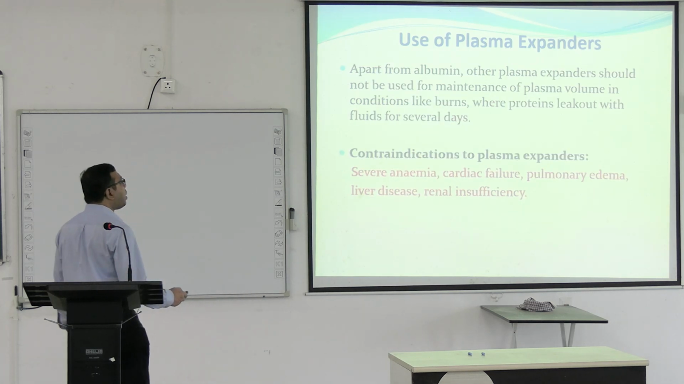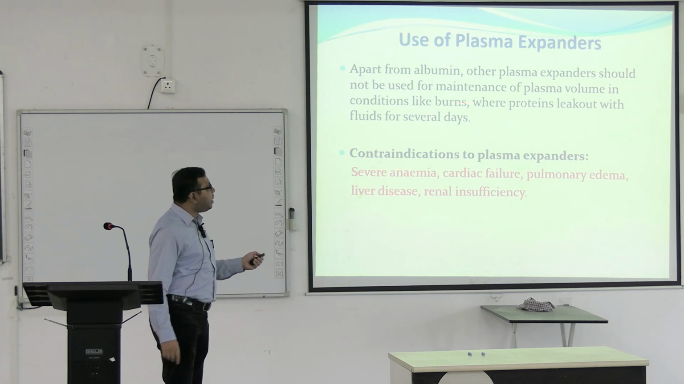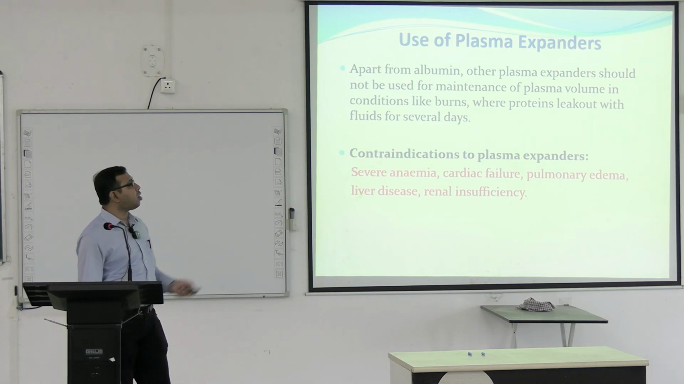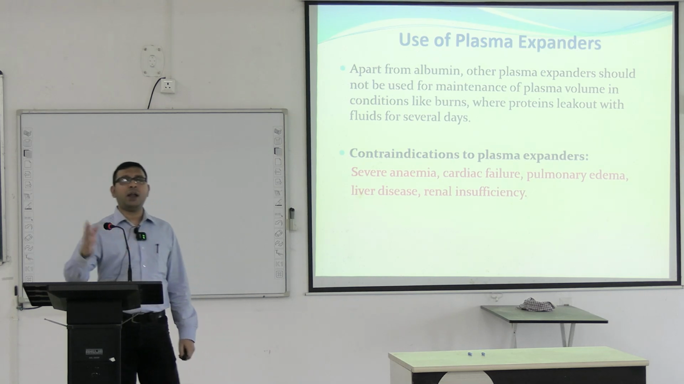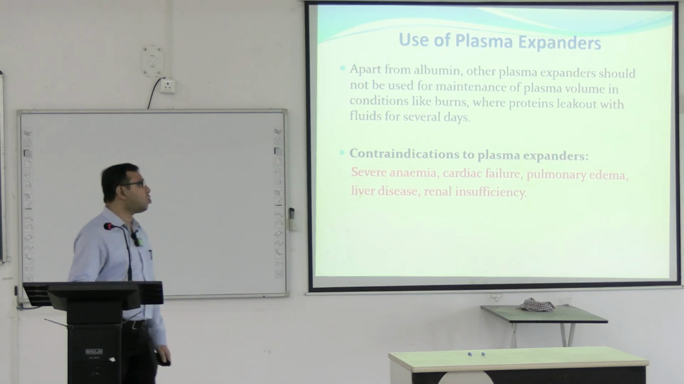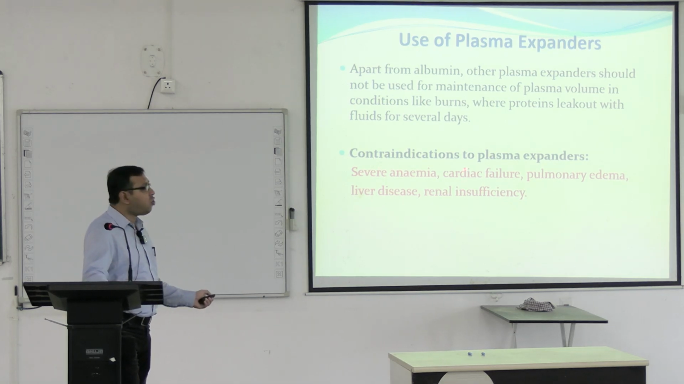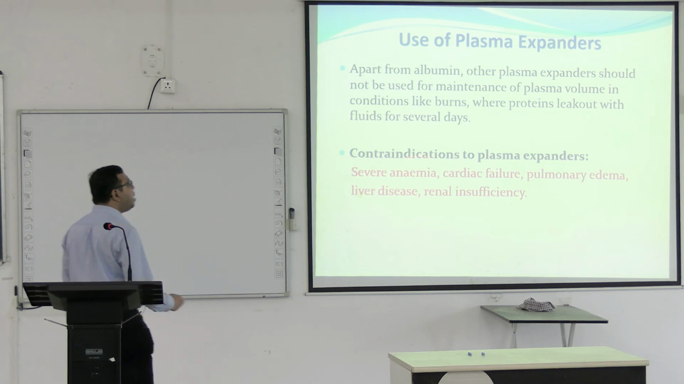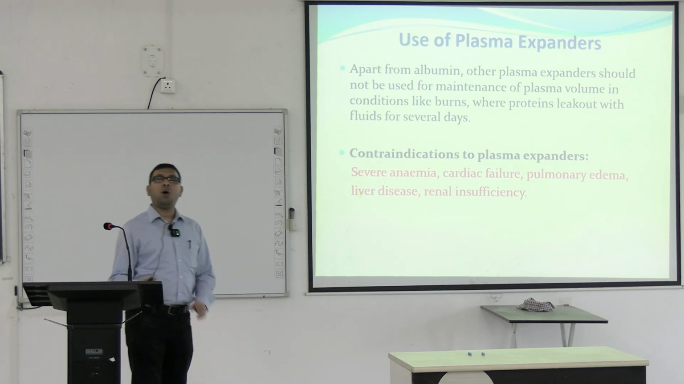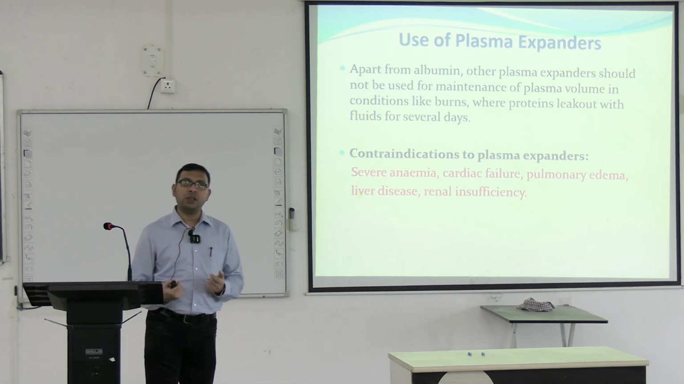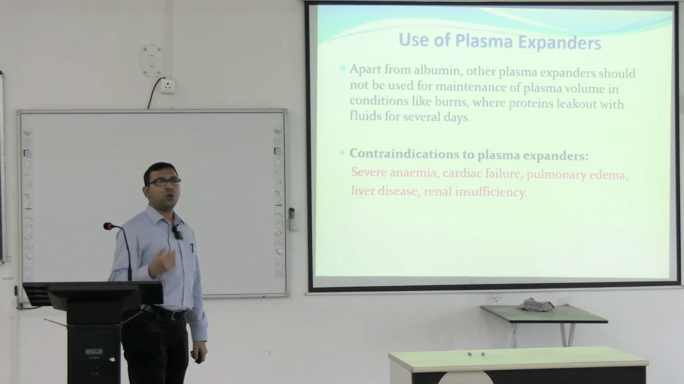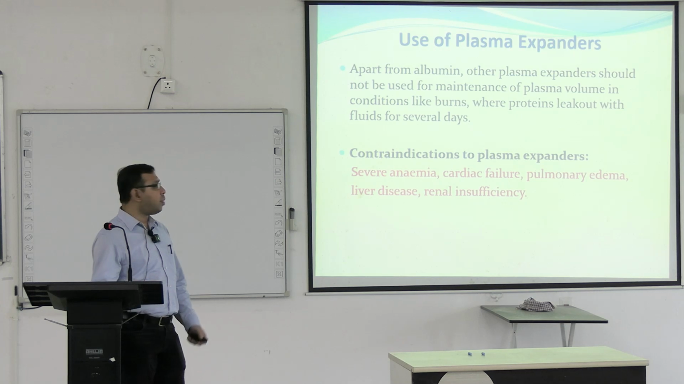Apart from albumin, other plasma expanders should not be used for maintenance of plasma volume in conditions like burns, where protein leaks out with fluid for several days. So it should not be used for several days, particularly in burns. And there are some contraindications to plasma expanders, shock-like situations where they should not be given, like severe anemia. When there is severe anemia, the cells are already compromised on oxygen. So the cells are not getting oxygen, and we have to give blood that contains RBCs.